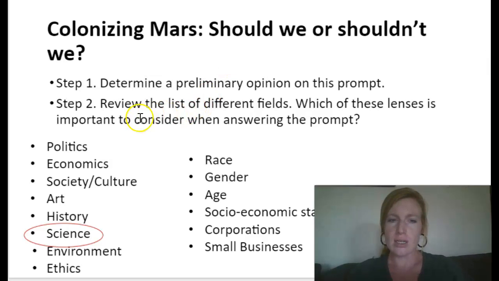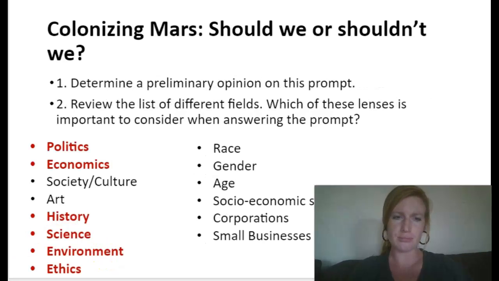Step two is to review the list of different lenses or fields, and decide which of these lenses is important to consider when answering the prompt. As I'm taking a look at this, immediately the scientific lens applies here. I'm wondering, is that even scientifically feasible? And that is something that I need to consider when I'm answering this prompt.